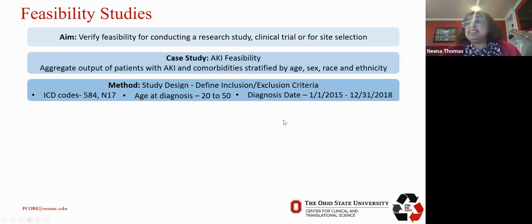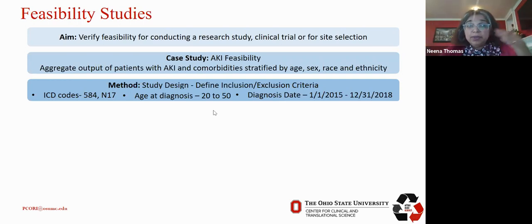So the first thing that needs to be done is, when you put in the request, there needs to be a study design. You have to define the inclusion and exclusion criteria. So when you put in the request, you are saying, "Hey, my cohort is patients with AKI." So define AKI. How are you going to define AKI? Provide us a list of ICD codes that you want to be included as AKI. Then any other conditions like age at diagnosis, or the dates that you are interested in.